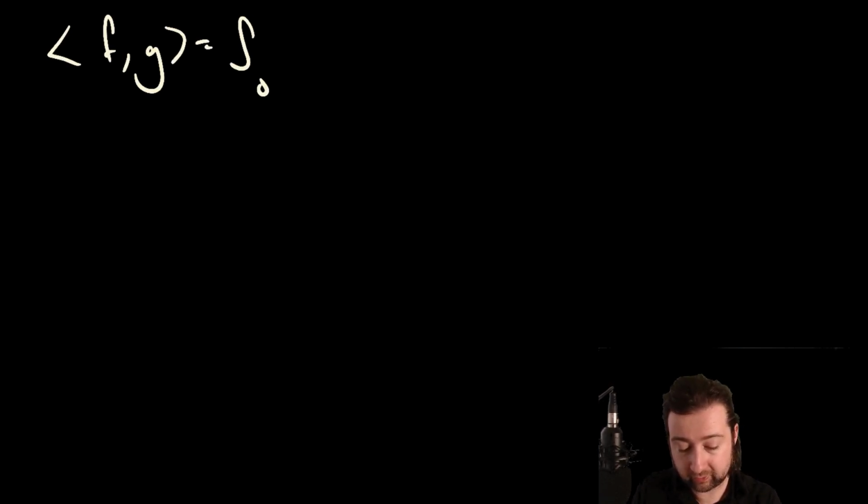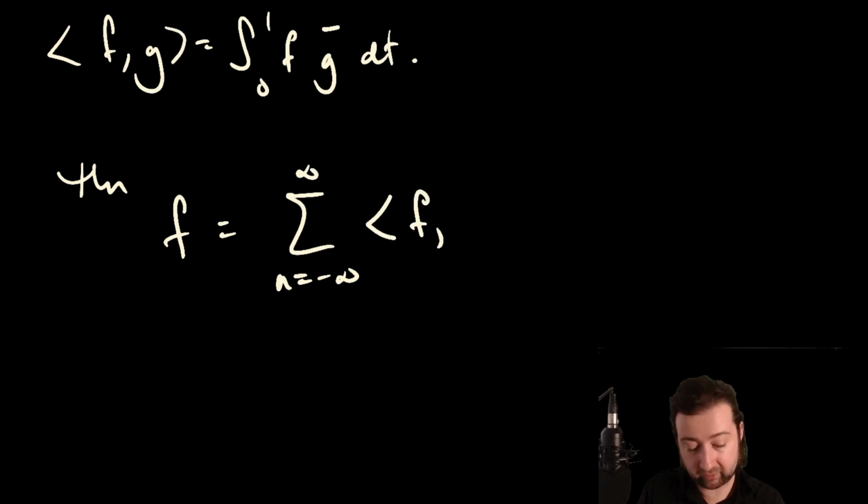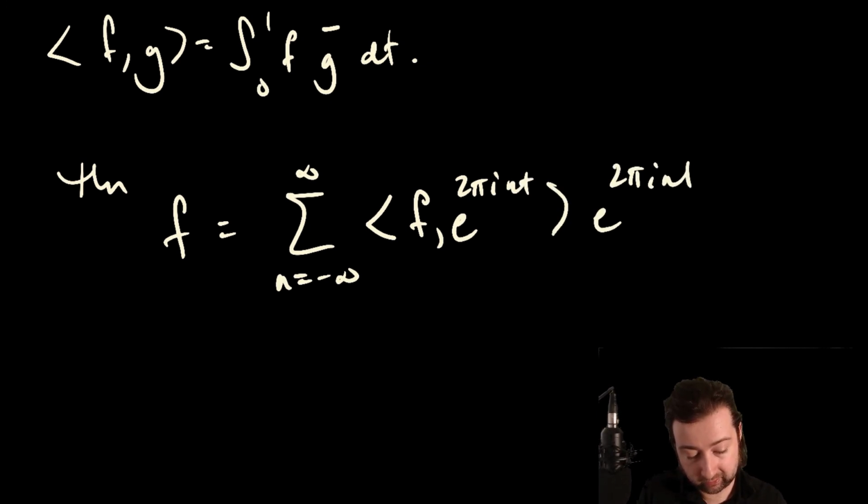And it looks like this. If we have the inner product of f and g being equal to the integral from 0 to 1 of f times the complex conjugate of g dt, then f can be written as the sum from n equals minus infinity to infinity of the inner product of f with e to the 2 pi i n t, times e to the 2 pi i n t.